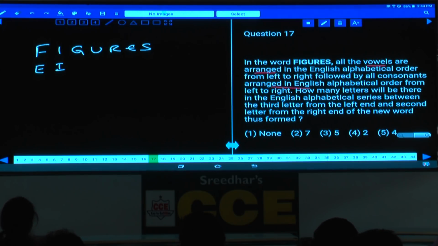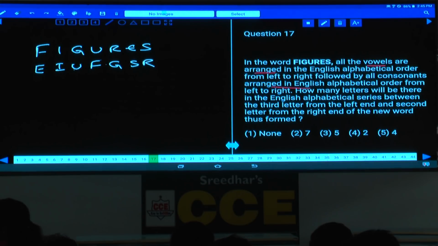From consonants, what are the consonants here? F, G, U is also there, right? Now there are three vowels in this one, E, I, U. All the three vowels are arranged in the alphabetical order, followed by consonants. And what are the consonants here? F, G, R, S. Among these F, G, R and S, all these elements are in the ascending order.